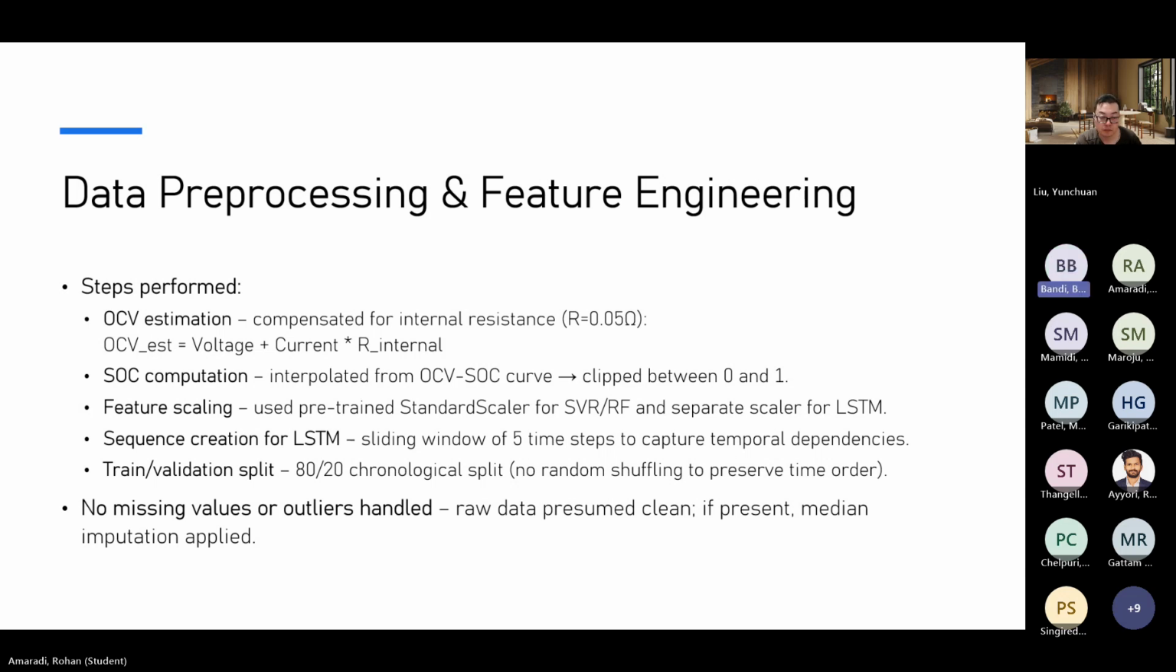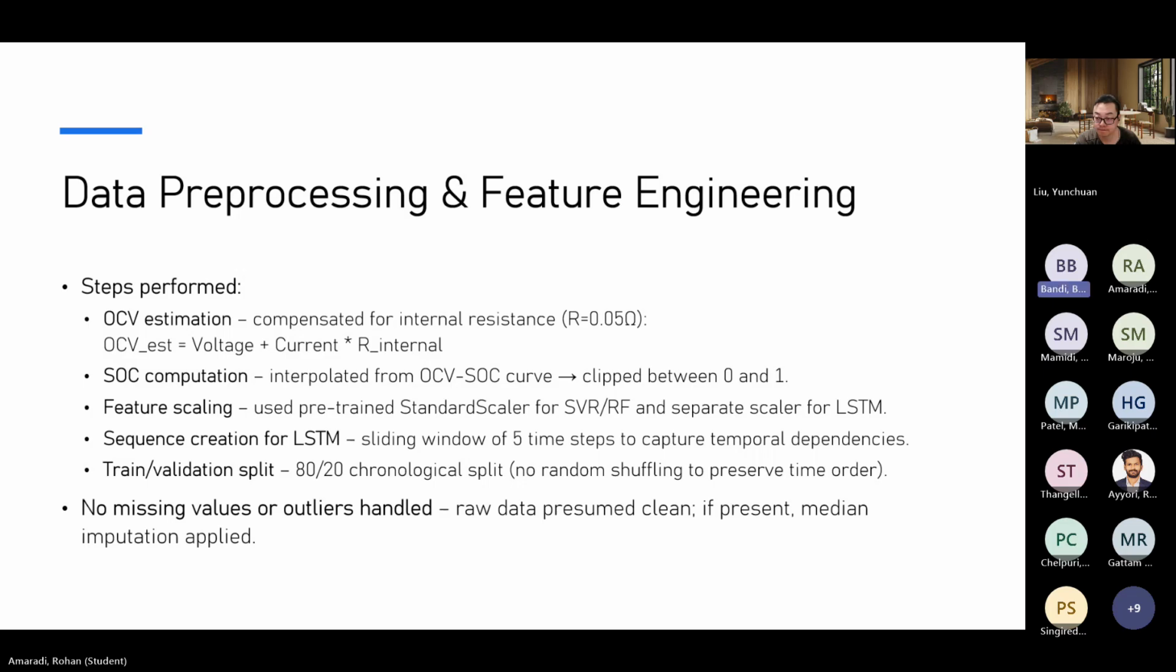Thank you, Sudha. Here I'm going to explain the data preparation. First, we clean and prepare the data before giving it to the models. The main issue was that the voltage we measure is not perfectly accurate because of the internal resistance inside the battery. When current flows, the voltage drops a little. To fix this, we adjust the voltage using a formula that adds back the voltage loss caused by the internal resistance. This also gives us a more realistic value called the estimated OCV.